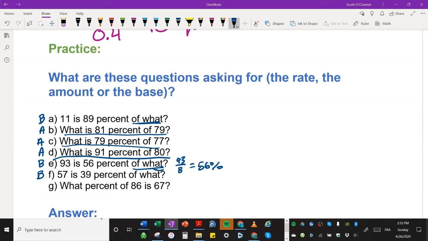What percent is 86 of 67? Here we haven't done this kind yet. It's asking for the percent. I could do the fraction if you want. 67 of 86, and we're trying to find the rate. So we can write here, rate. So you should be able to read these questions and identify what is being asked of you.